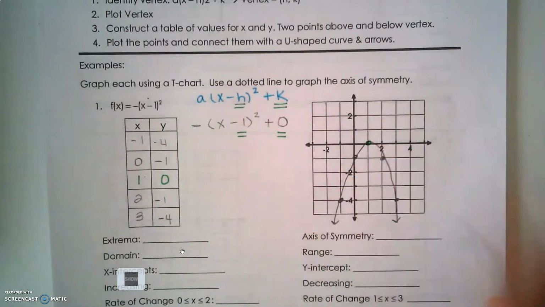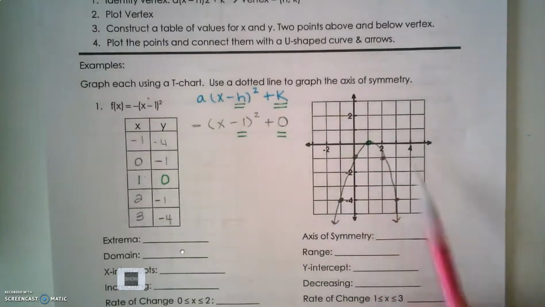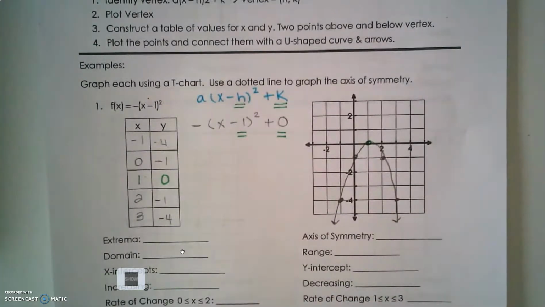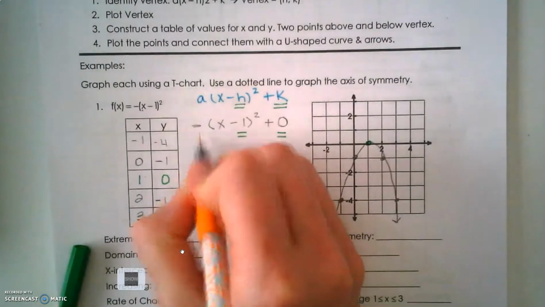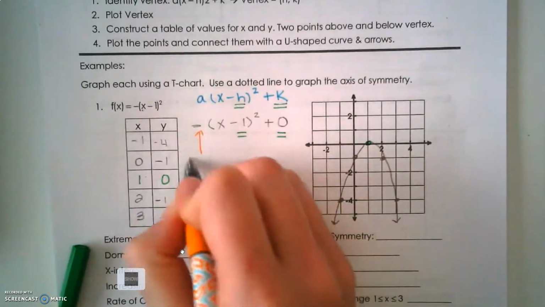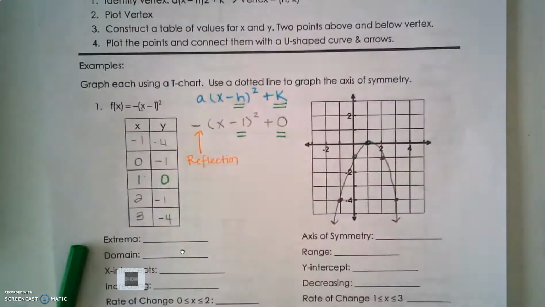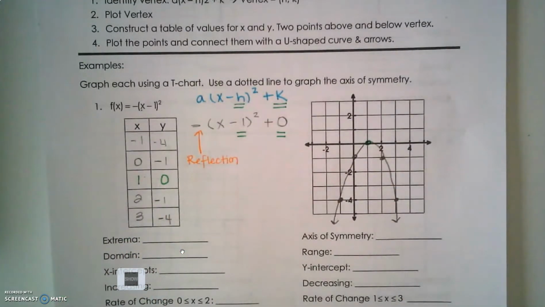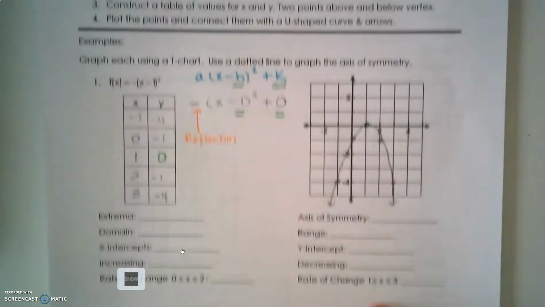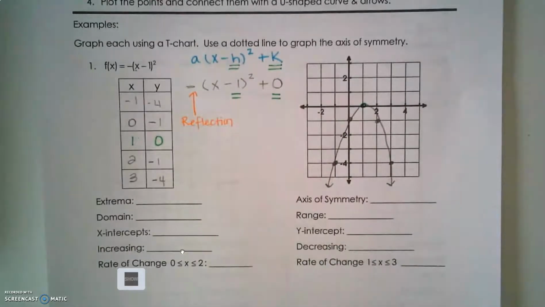Now, why is my quadratic flipped upside down? Well, remember our transformations, this negative out front means reflection. So that's why our parabola looks like it's flipped, like it's upside down. There are characteristics here for you to practice. I'm going to let you practice and check your answers on the blog. Let's flip it over and look at another example.